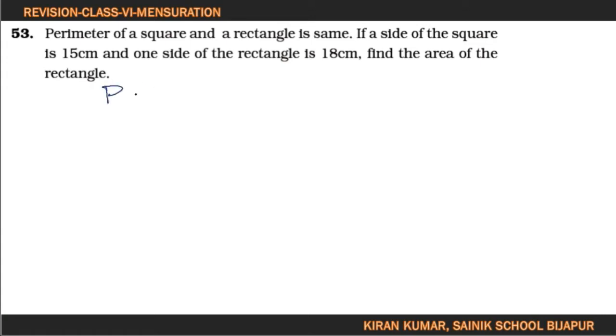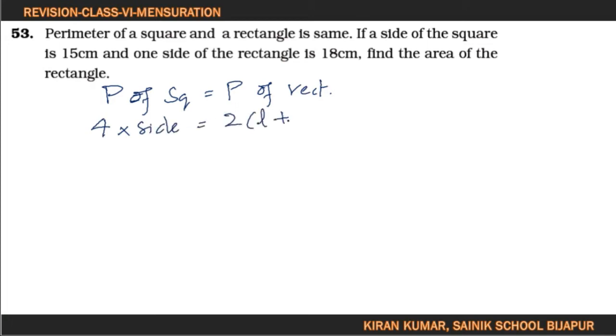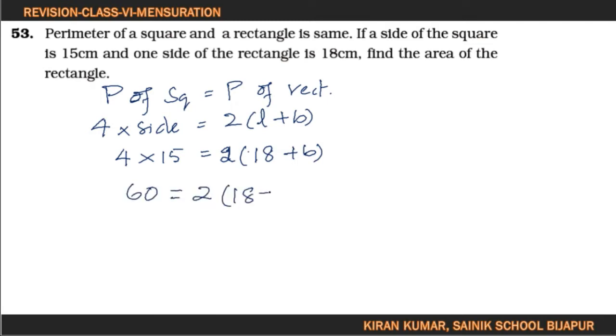Here the perimeter of square is equal to perimeter of rectangle. This is known to us. So 4 times the side is equal to 2 times length plus breadth. So 4 multiplied to 15 will be equal to 2 times of length is given as 18. We need to find the breadth. Therefore, we get it as 60 equal to 2 times of 18 plus b.